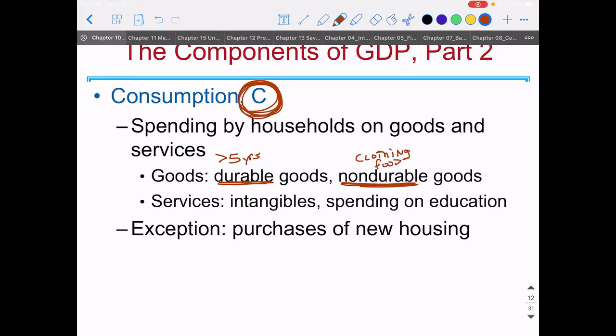Services would be everything from law to education to going to the theater. All of those would be services. The only thing that's not part of consumption would be new housing. New housing would be part of investment. I myself bought a used house in the fall. That used house would not be part of the GDP because it was not a newly produced good.